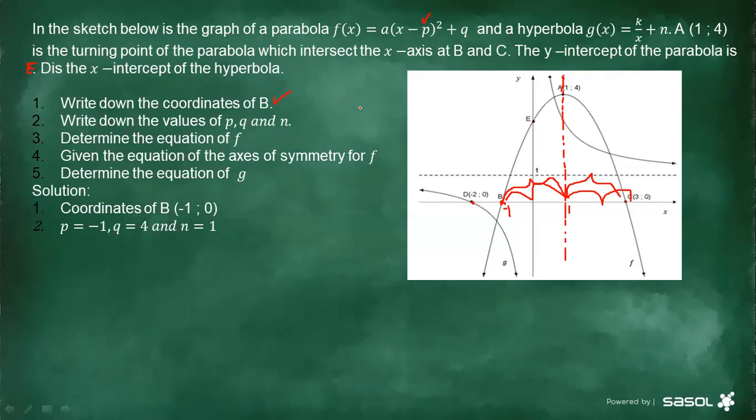And then what about q now? We said q is the vertical shifting, and q is the value of y on the turning point. The value of the turning point there is 4. Hence we see q is 4.